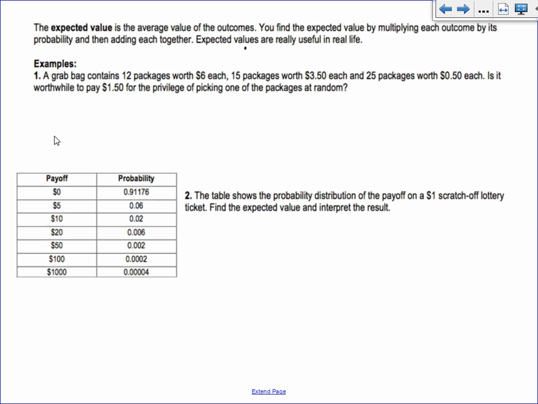Expected value is kind of like when the winnings outweigh the probability. You know what I'm saying? So we can find this number. We want the expected value to be positive, as we say. So let me give you a couple of examples.